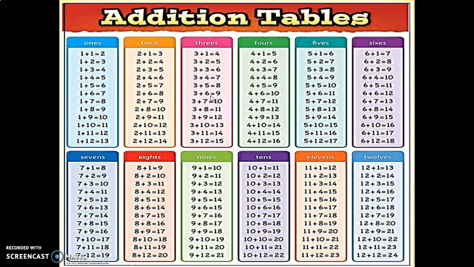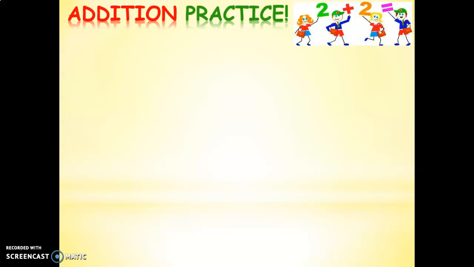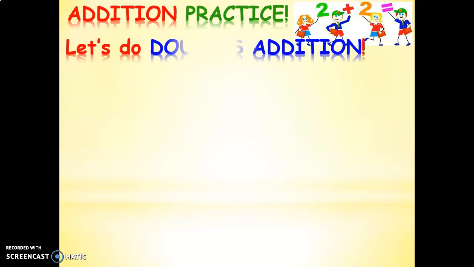Now before we go on with how to add numbers, let's have a little practice. We'll have some addition practice before we go on with the step-by-step process of column addition. Here we are going to do doubles addition. This was shown to you before from the addition strategies. So try to think of the answers.